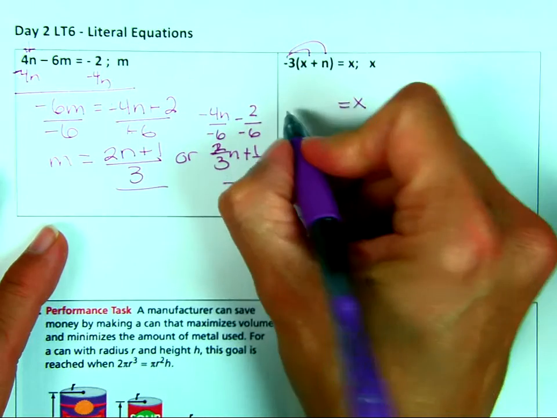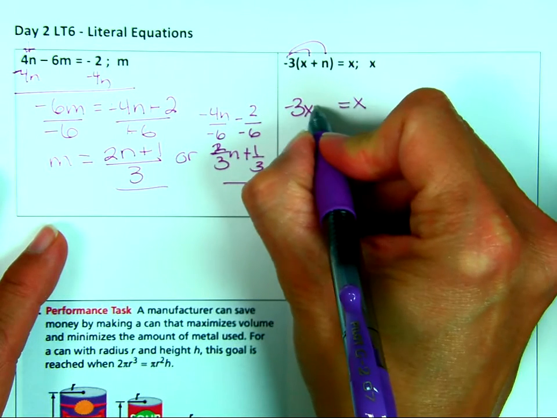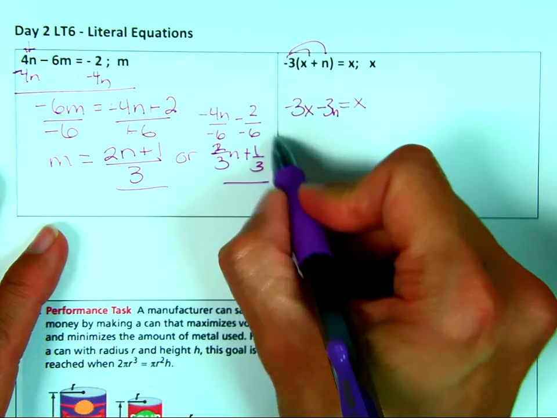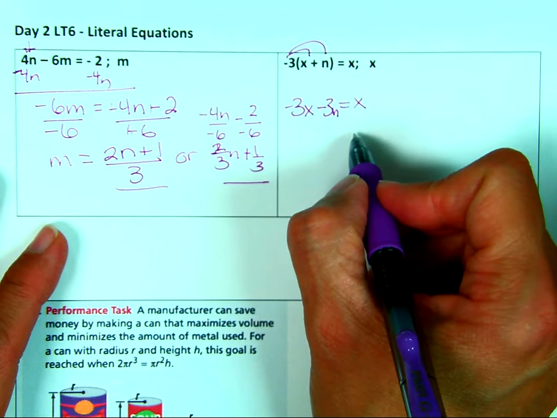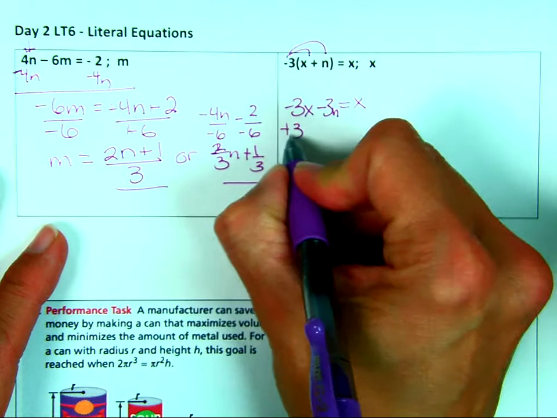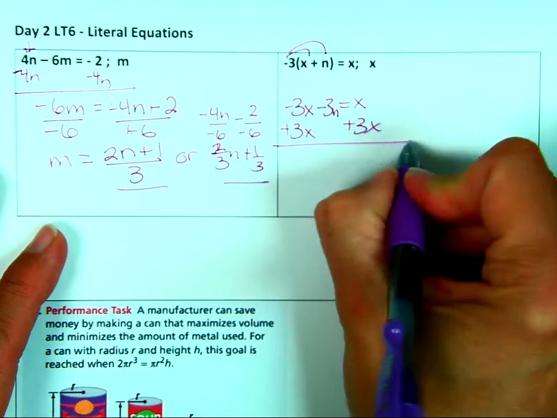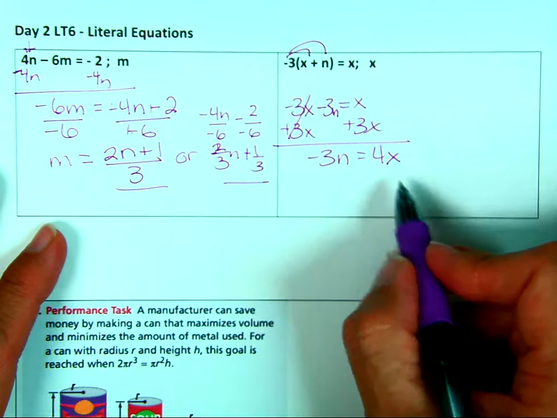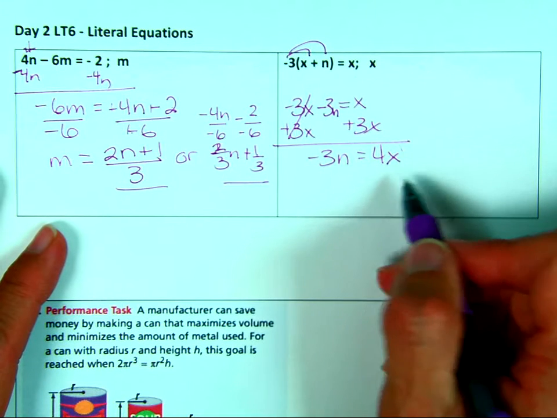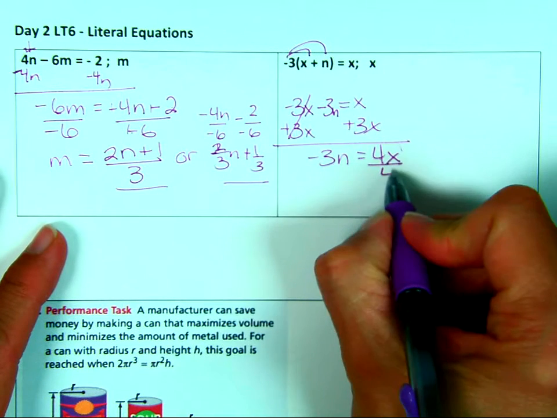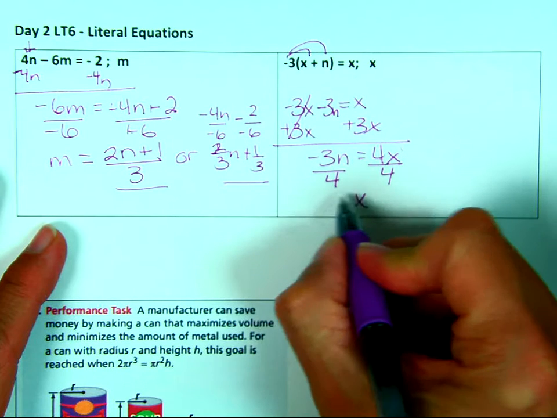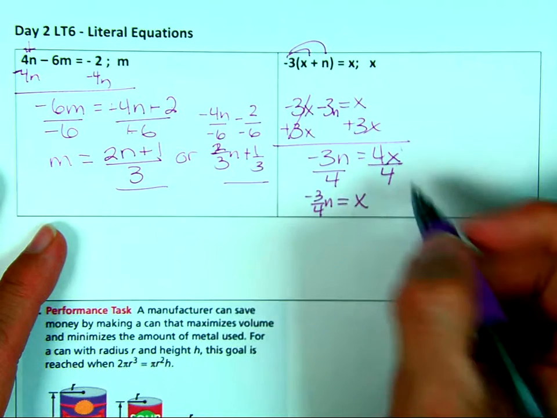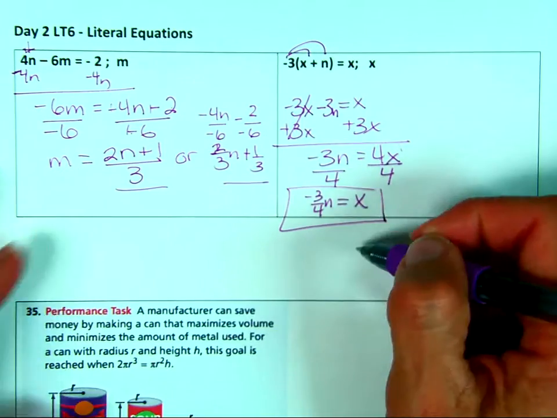So we're going to use the distributive property. That means we get negative 3x minus 3n. And now we need to get all our x's on one side, because in order for us to get x alone, they'd all have to be on one side. So we're going to add 3x to both sides. Negative 3n equals 4x. And now I just have one x term, so I just need to get rid of its coefficient. So we're going to divide by 4. X equals negative 3/4 n, or negative 3n over 4. Again, those are the same.